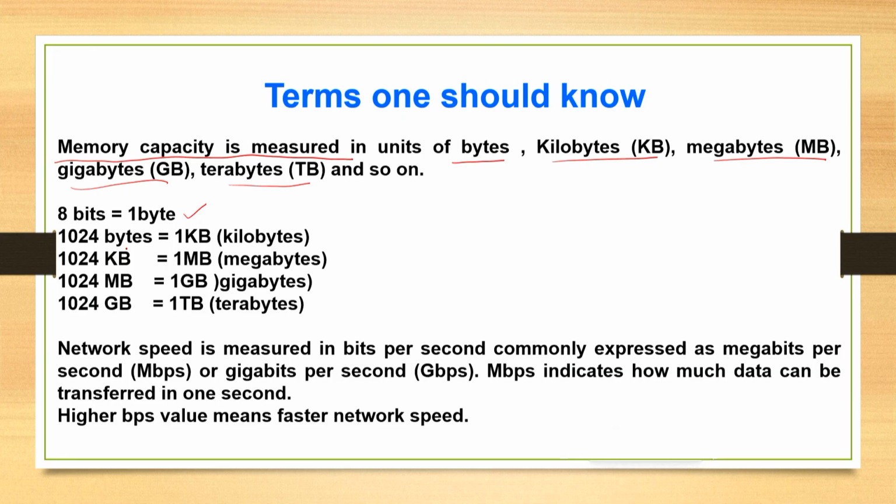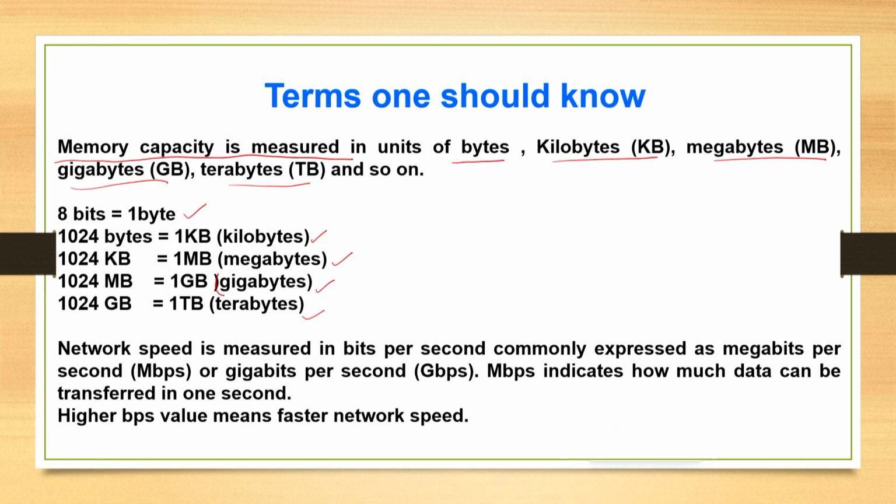Similarly, 1024 bytes make 1 kilobyte, 1024 kilobytes make 1 megabyte, 1024 megabytes make 1 gigabyte, and 1024 gigabytes make 1 terabyte. So, in this way the capacity of a memory is measured in bytes, kilobytes, gigabytes, terabytes, etc.